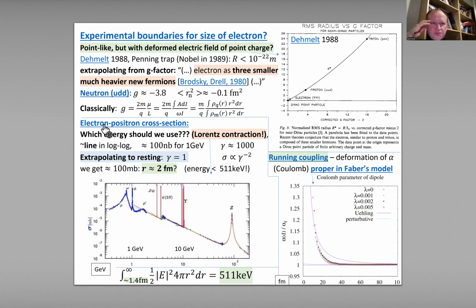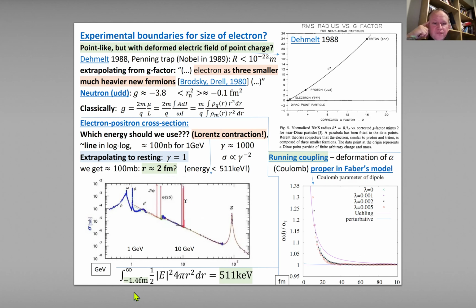So there is this electron-positron cross-section. So here is the plot, the cross-section for very high energies. This is 1 to 10 GeV. So what we can see in the log-log plot is that we get a line here plus some resonances for particles. But the question is which cross-section should we use? We are interested in resting particles. So we should take this line and extrapolate it to resting electron plus positron. If we do it, we get approximately 100 millibarns, which corresponds to 2 femtometers.